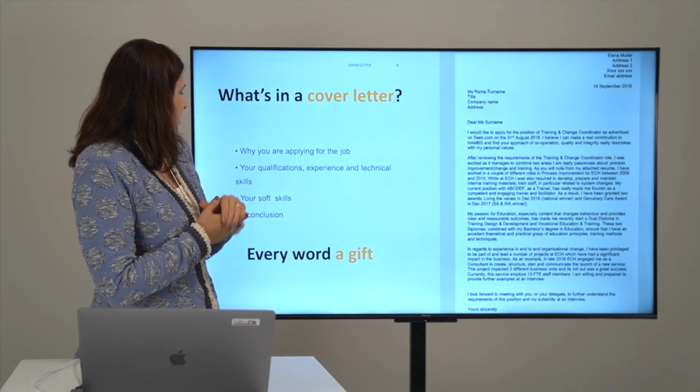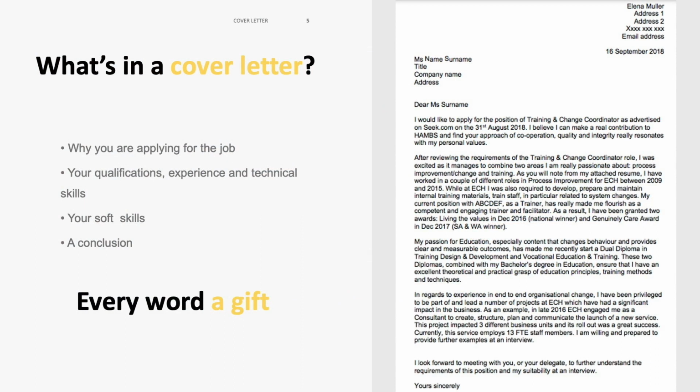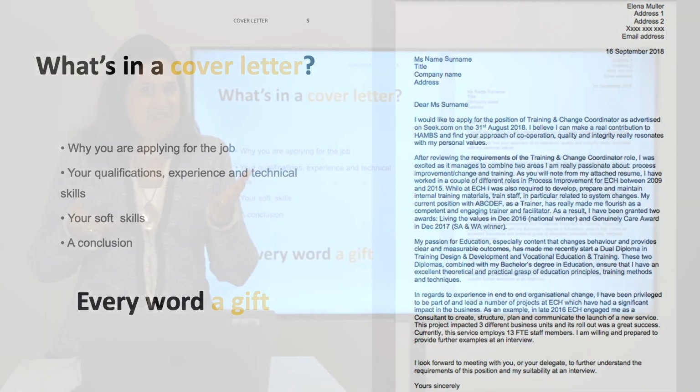Now, as I explained briefly, a cover letter is really to explain why you are applying for that job, what your qualifications, experience, and technical skills are as they relate to the position that's available, and your soft skills as well. That would include things such as your teamwork ability, how well you deal with people, communication skills, both in writing and verbal. It all depends on what they asked in the job advertisement. And then a short conclusion about why you should get an interview.